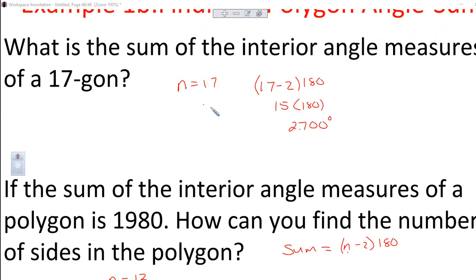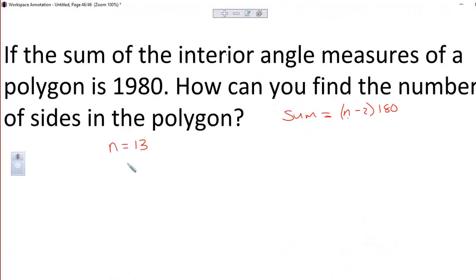All right, so number of sides in this polygon is 17. 17 minus 2 is 15. 15 times 180 is 2,700 degrees. Now the next one, the sum equation says the sum of the angles is equal to n minus 2 times 180. So you should have gotten 13 as your answer. So what we have to do is we're going to replace the sum 1980 for the word sum, and now we're going to solve for n.